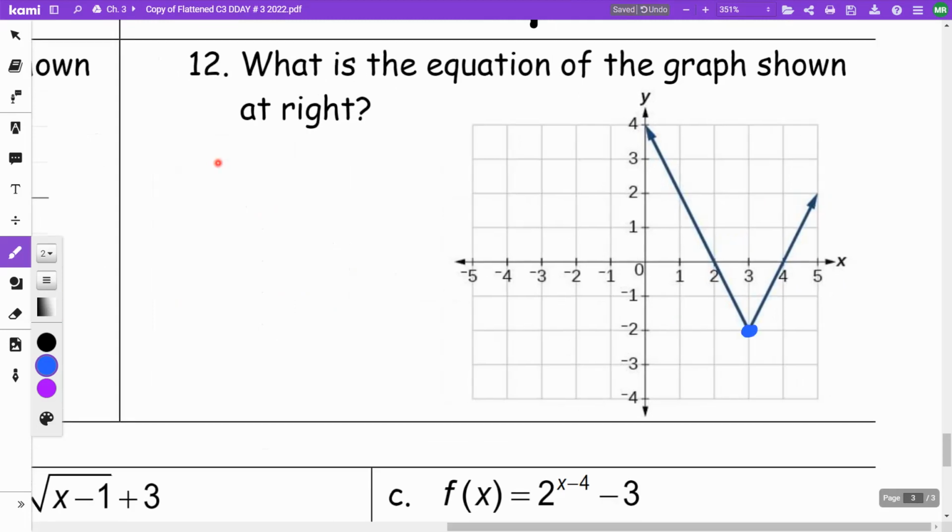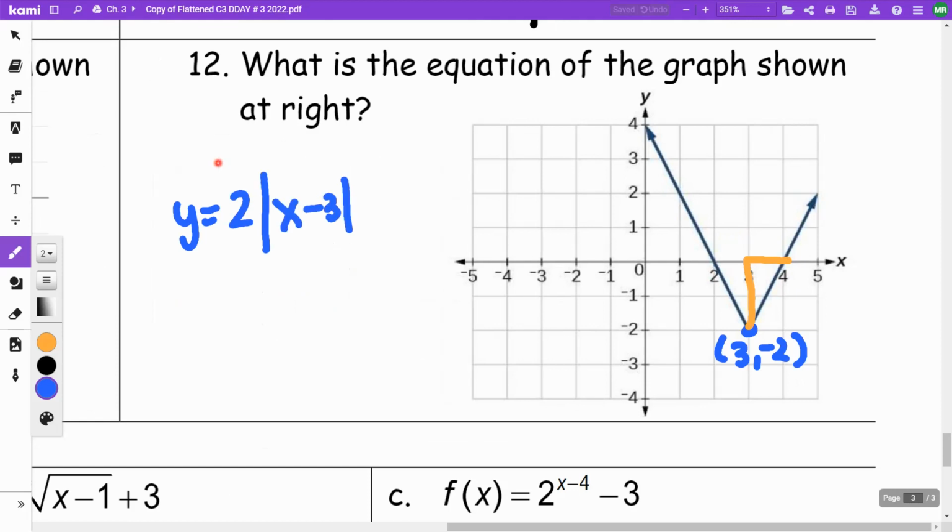On 12, this is absolute value. My vertex is at 3, -2, and then I need to pay attention to how I'm moving. I'm going up 1 for every 1. So this is going to be y equal to absolute value x minus 3 minus 2.